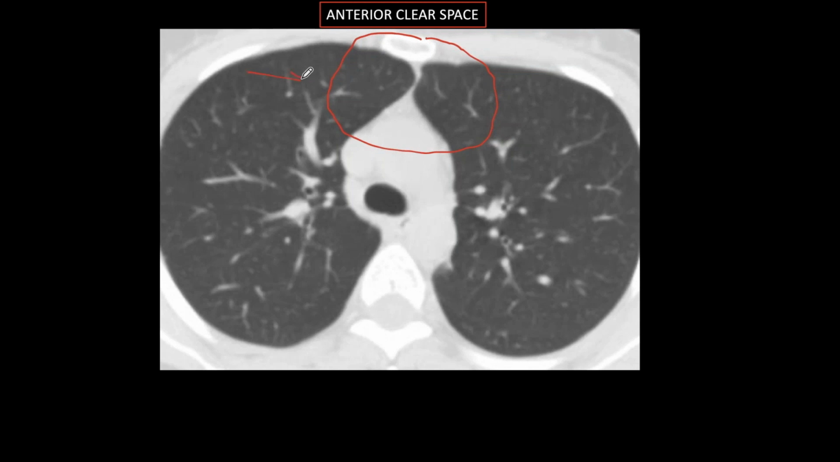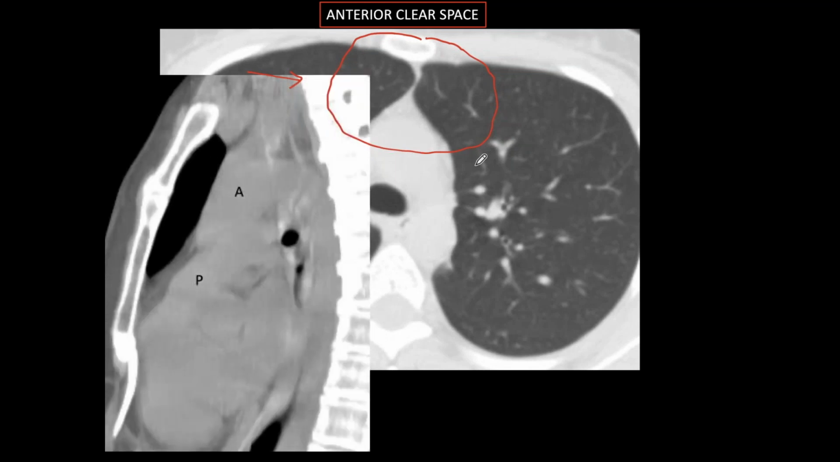However, when we take a lateral view, we have an unimpeded view of this area. This is an excellent window to see abnormalities of this zone in the lateral view. If we take a sagittal CT, we see the limits. There we have the sternum as an anterior limit, and the aorta and the pulmonary artery as a posterior limit, an excellent window to see any abnormality in this area.